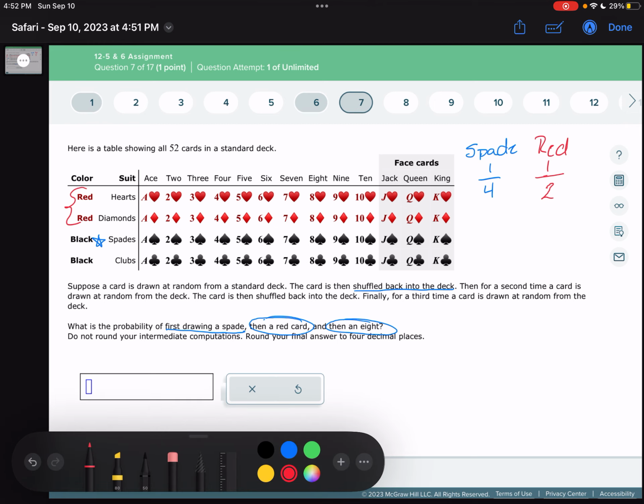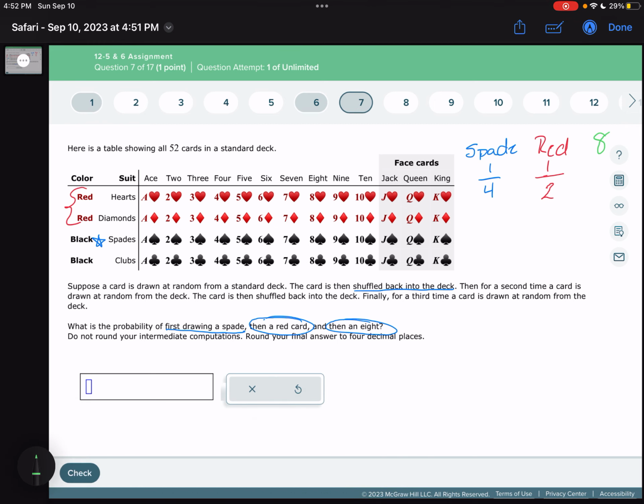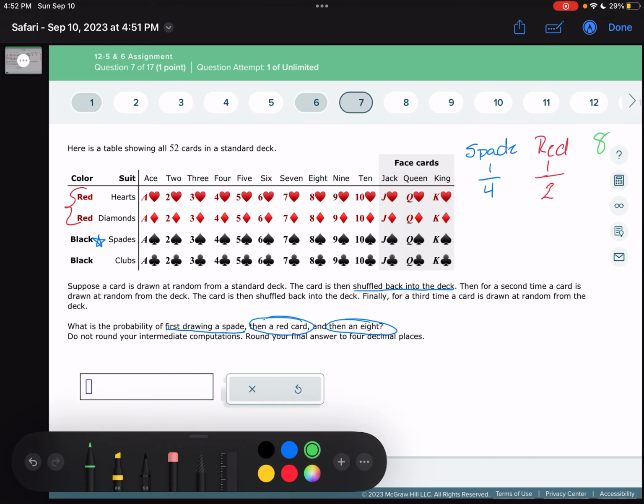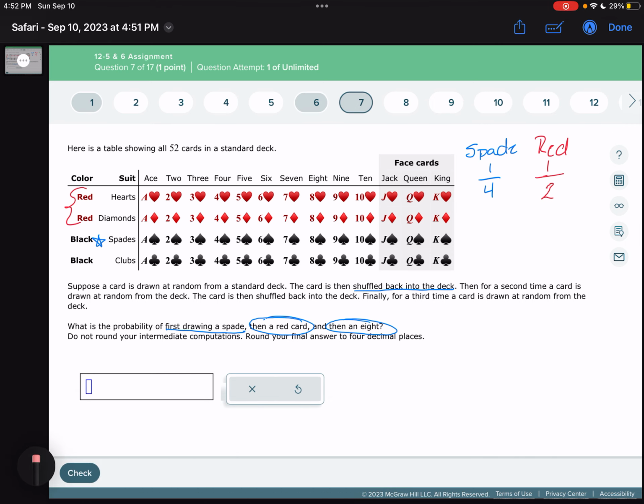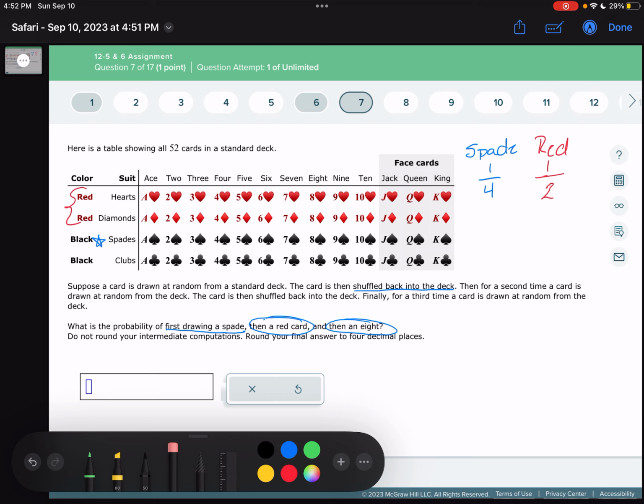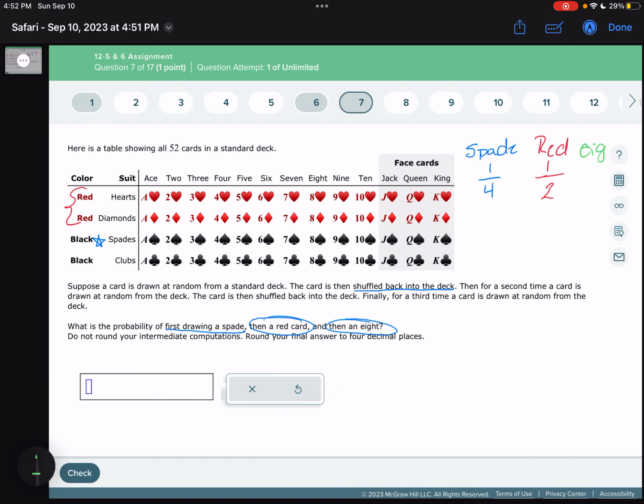And then the last one that I want is that 8. I'm actually going to write that out because I don't want it to get lost with our other numbers. Oops, I didn't click the pen. So my 8s are right here. There are 4 out of the 52, which simplifies to be 1/13.